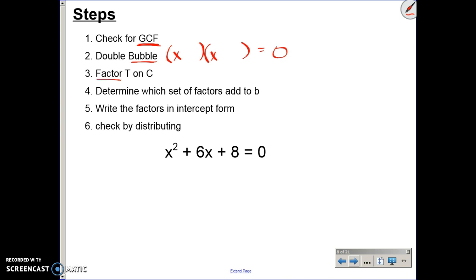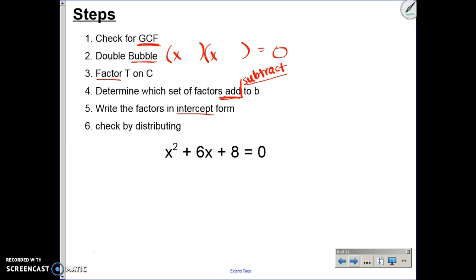Step 3 is factor T on C. Again, I'm talking about ax squared plus bx plus c. So whatever that last number is, that's c. Okay? This should say add slash subtract. I didn't change that on my notes. So you're trying to determine which factors add or subtract to b, and then you're writing them in intercept form and checking by distributing afterwards. Again, feel free to pause right here if you need to do some note taking. You should get all those steps written down, or go back if you need to hear me explain it again.